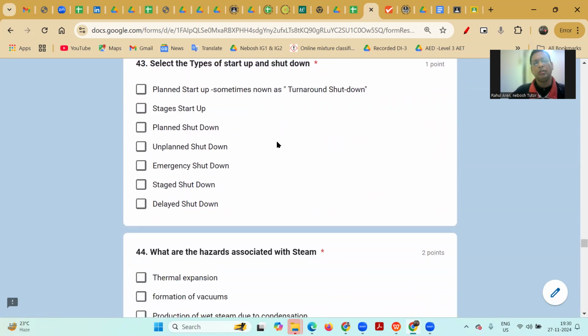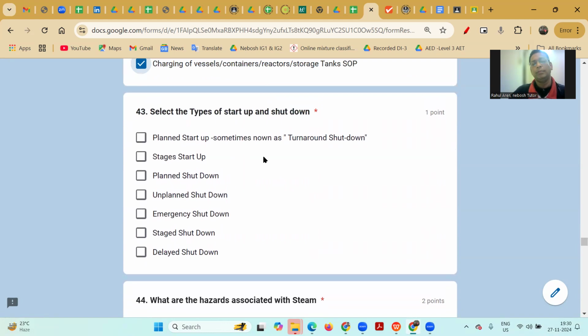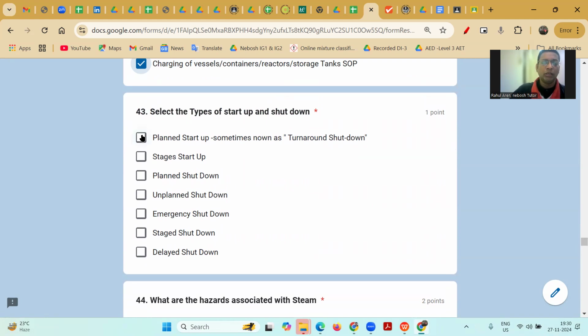Then select the type of startup and shutdown. So here also there are various types of plant startup and plant shutdown. Plant startup, turnaround shutdown, staged startup, plant shutdown, unplanned shutdown, emergency shutdown, staged shutdown, and the delayed shutdown will be there.